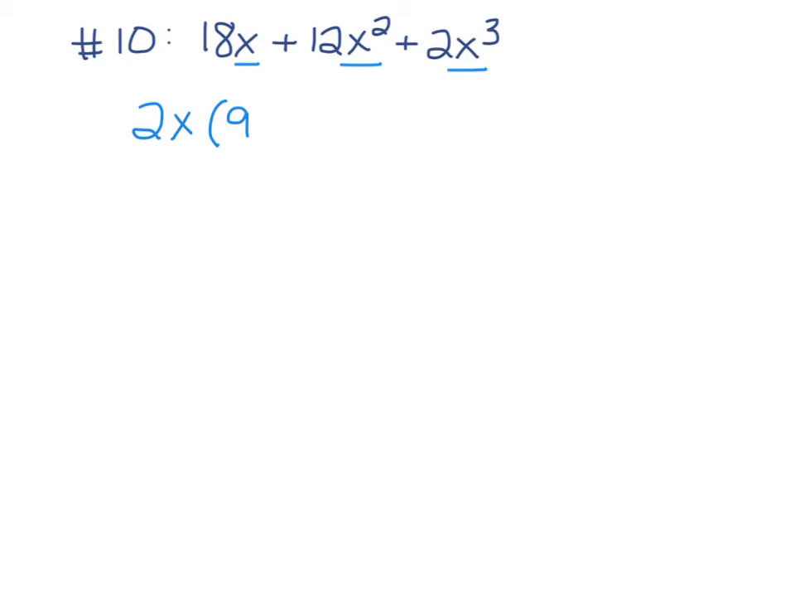Okay. 2 times 6 makes 12, and then I'm pulling out an x, so I'd have 1x left there. And then if I take 2x out of 2x cubed, that'll leave me with just an x squared.